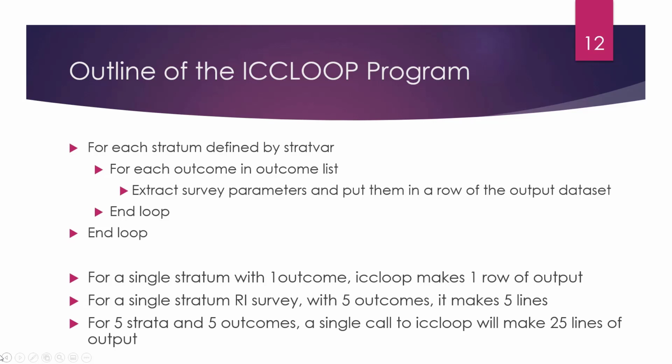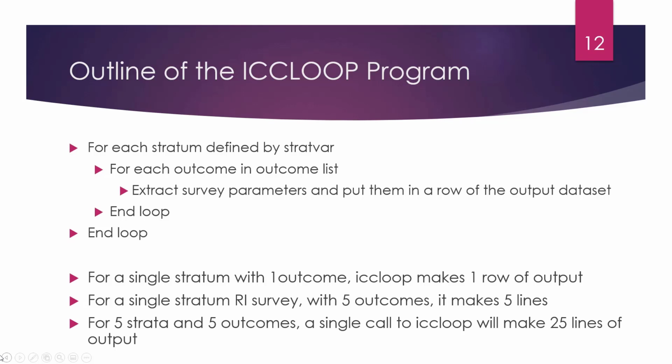And then for each combination, it extracts the survey parameters from your data set and puts them in a row of a new output data set. If you have only a single geographic stratum and only a single outcome, perhaps a vaccination campaign coverage survey, then ICC Loop will make a data set with 1 row in it.